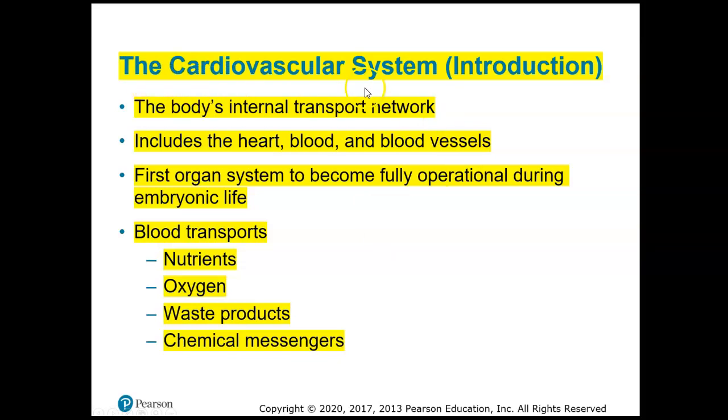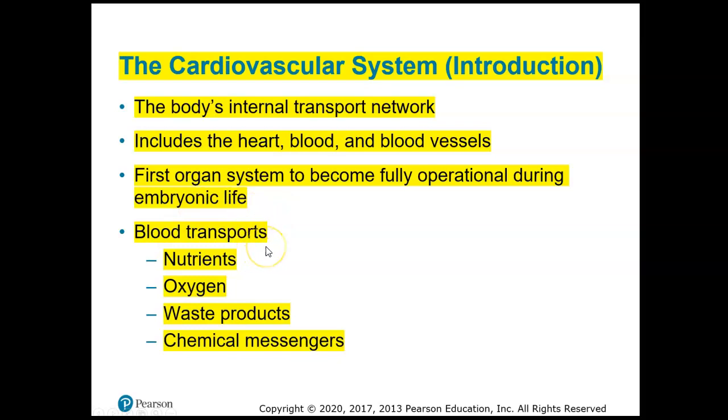And we're going to introduce the cardiovascular system. It functions as the body's internal transport network. It includes the heart, the blood, and the blood vessels, which is why we have 3 different chapters. It is the first organ system to become fully operational during the embryo's life.